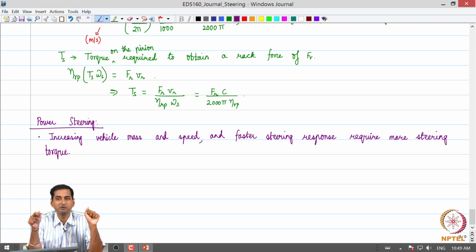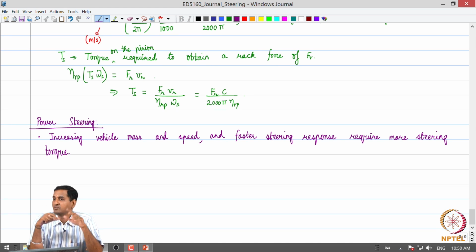We do not want to overburden the driver. So, the steering torque on the steered wheels is the output. In manual assist, the steering torque on the steered wheels is the driver input multiplied by the gear ratio. So, if I want to increase the steering torque on the steered wheels for the same driver input, what should I do? I have to increase the steering ratio, which we define. But what is the problem with increasing the steering ratio? Can I keep on increasing it forever?